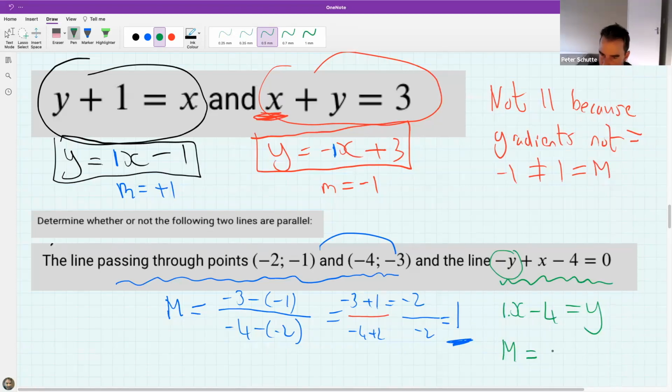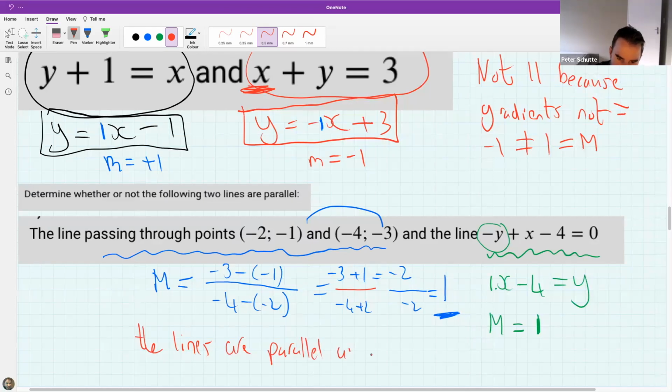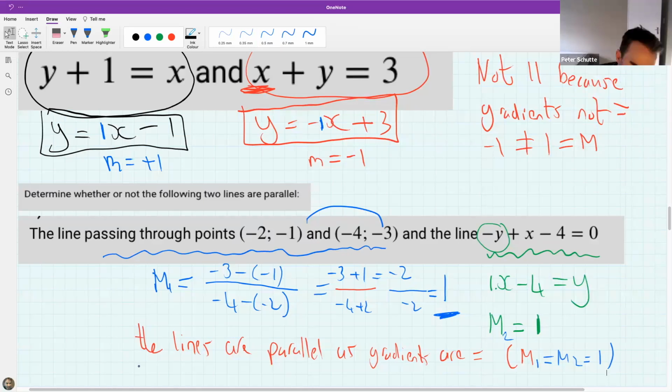It looks to me like there's a 1 in front, so it should be 1. So what does that mean about these two lines? In this case, we can say the lines are parallel as gradients are equal. And sometimes they say M1 and M2. So if we wanted to, we could say M1 and M2. So M1 equals M2 equals 1. And so they are parallel.